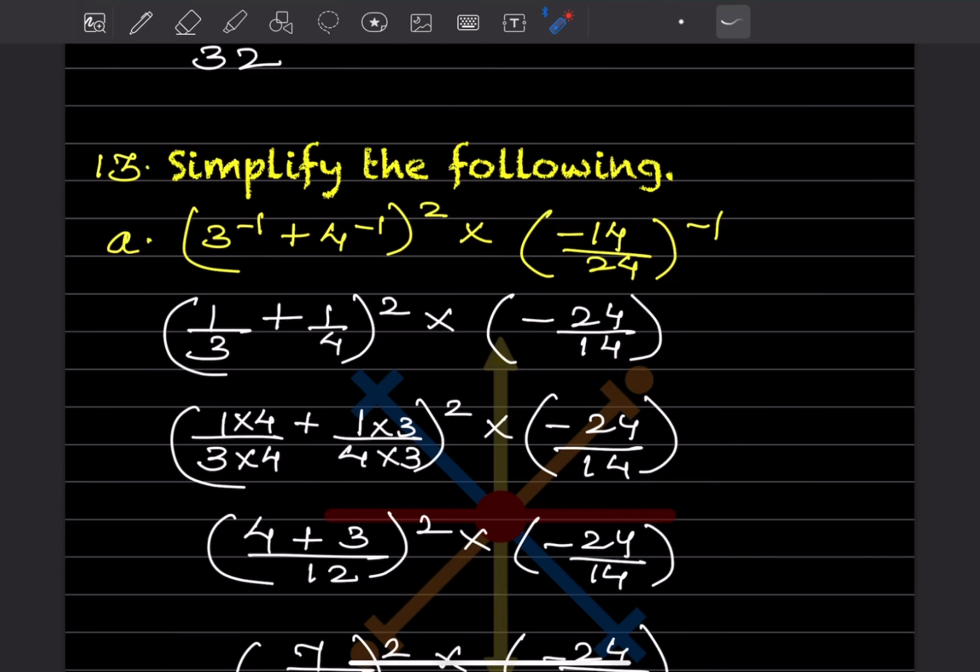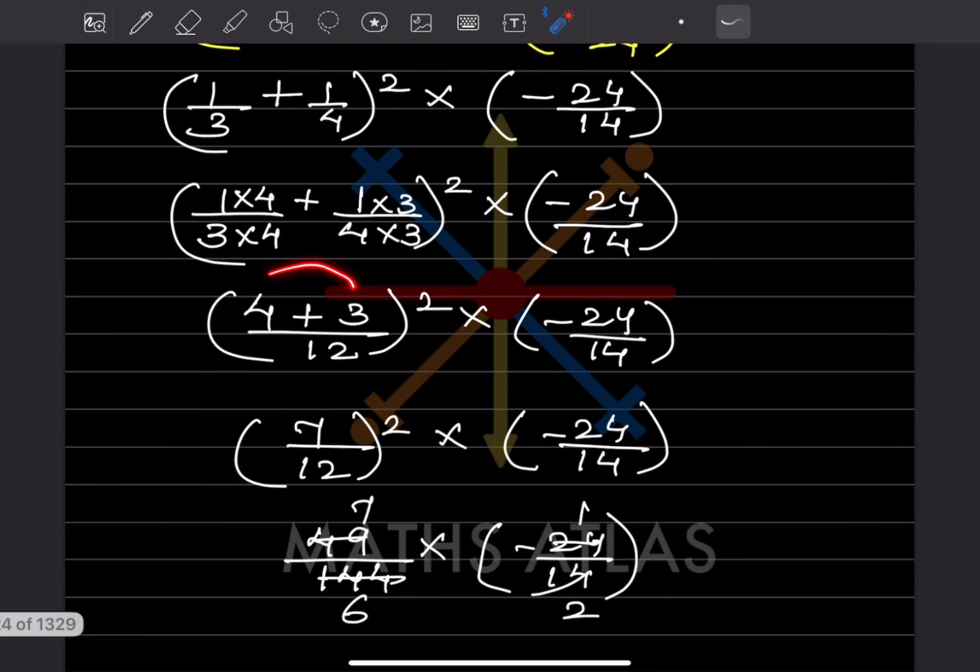Now, because this is a plus sign here, we take the LCM of it, which is going to be 12. So you multiply this by 4, and this by 3, so this also will be 3. This is the same. So now this will be 4 plus 3 by 12 raised to 2, this is the same. 7 by 12 raised to 2 into this, the same. So this is going to be 7 squared, which is 49, and 12 squared, that will be 144, 12 into 12, and this is the same.